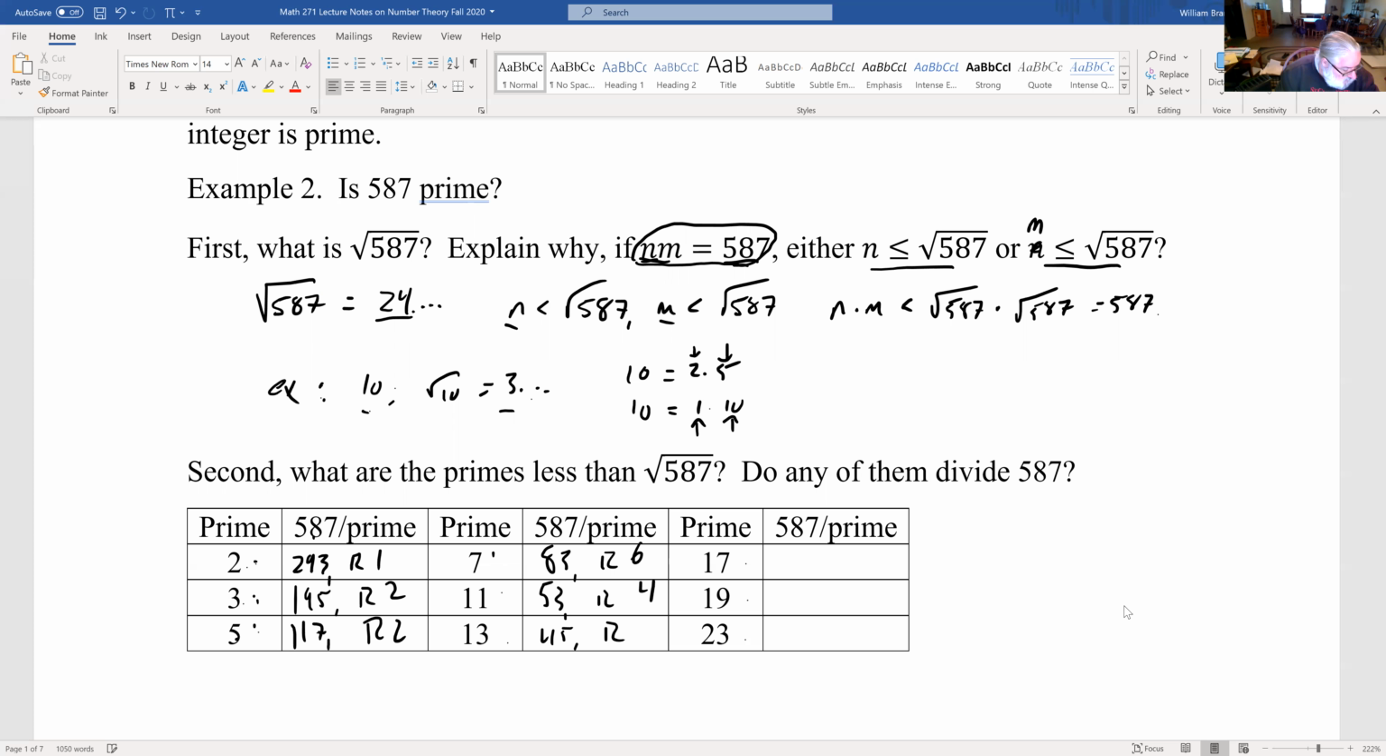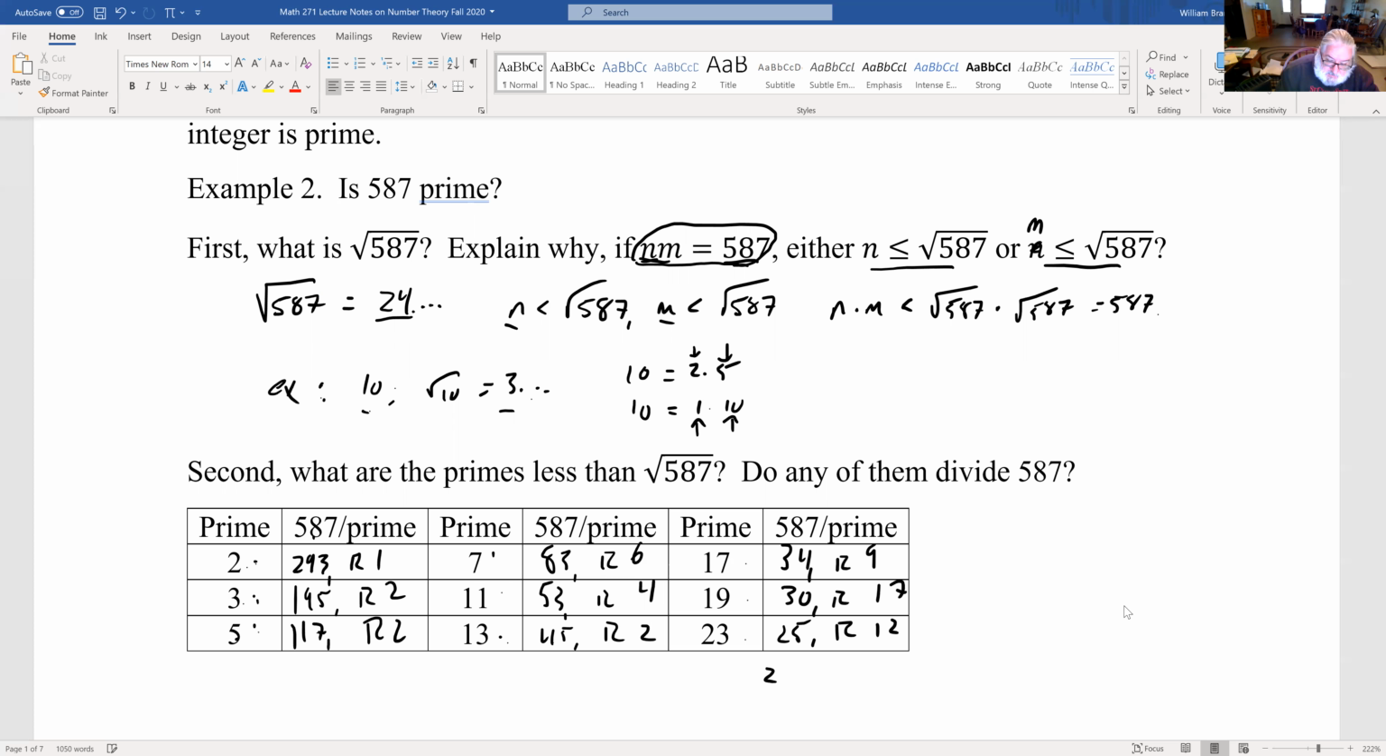45 with a remainder of 2. So 587 divided by 13 is 45 with a remainder of 2. 17, 34 with a remainder of 9. 30 with a remainder of 17. And 587 divided by 23 is 25 with a remainder of 12.